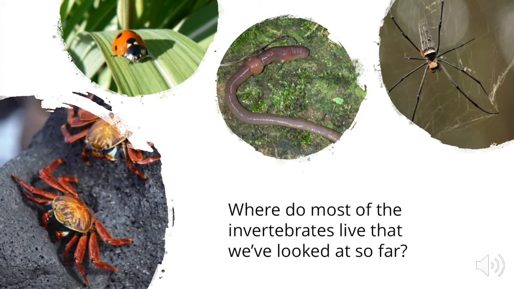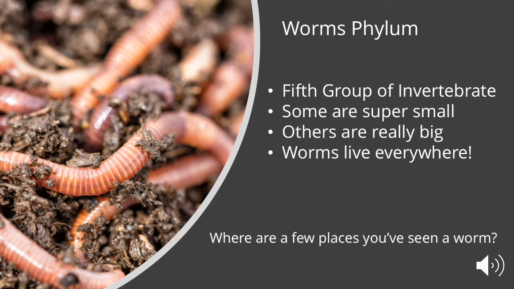So where do most of the invertebrate animals that we've studied so far, where do they live? If you think about it, most all of them live in the water. Well, the next two, worms and arthropods, we're going to study next. And these have many, many animals that live on land. And this is the fifth group of the invertebrates, the worms.